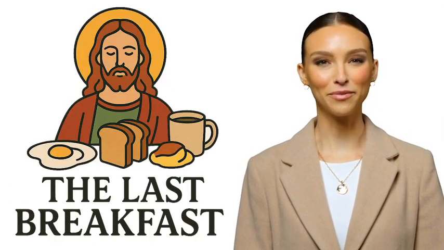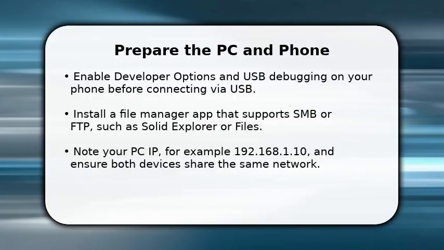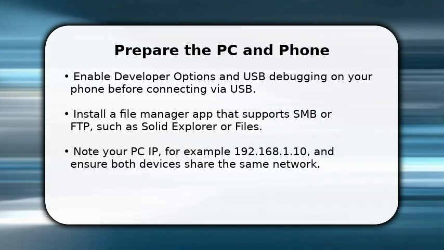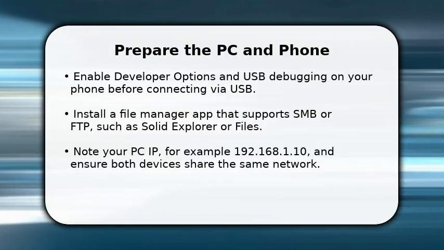Please enjoy the video. Start by preparing both the PC and the mobile device before any connection attempt. On the phone, enable developer options and USB debugging in settings. Install a file manager app that supports SMB or FTP, like Solid Explorer or Files. On the PC, enable file sharing and verify the firewall allows SMB port 445 or FTP port 21.